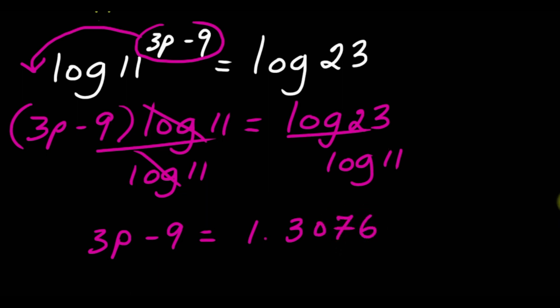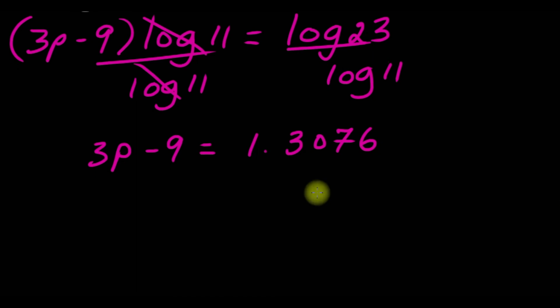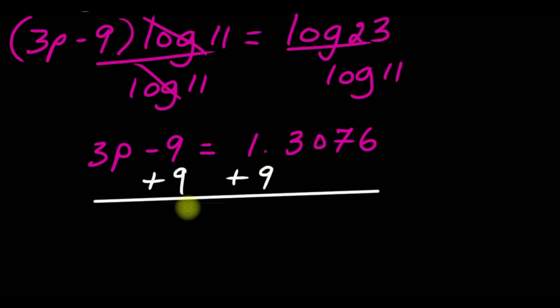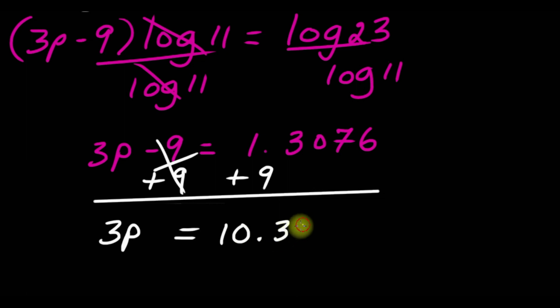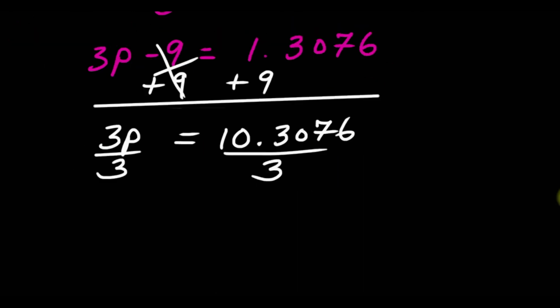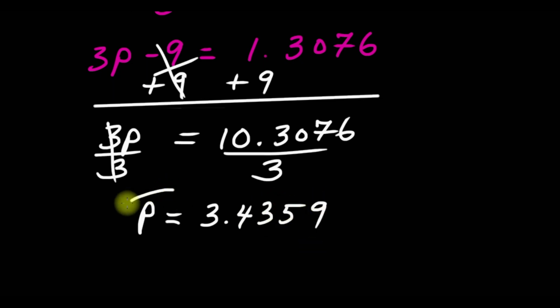I'm going to get 1.3076. And then to get the p all by itself, I would have to add 9 and then divide by 3. So here I add 9. So I got 3p is 10.3076, and then divide by 3. Okay, so p is going to be 3.4359. Okay, so this is what p is.